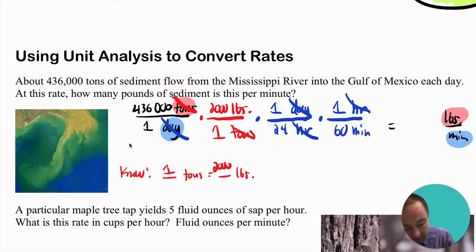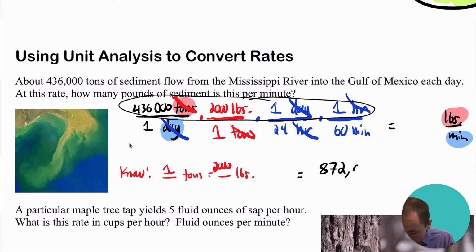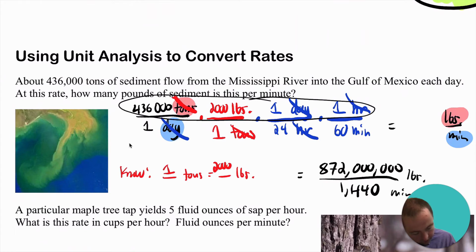So then our math that we can perform here is to take 436,000 times 2,000 times 1 times 1. And so on top, that would give me 872 with 6 zeros, so 872 million. And then on bottom, I've got 1 times 24 times 60. You multiply that out, that's 1,440. And that's in pounds per 1,440 minutes. And then you can divide those two quantities.